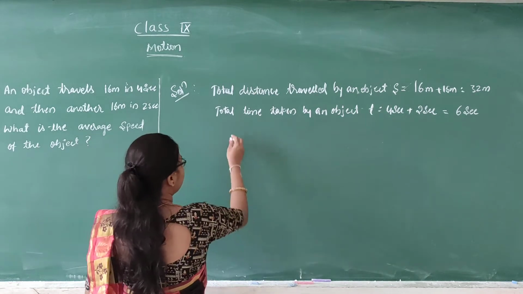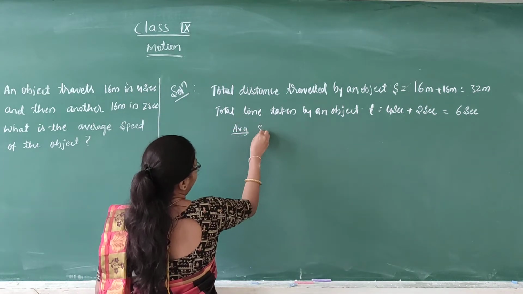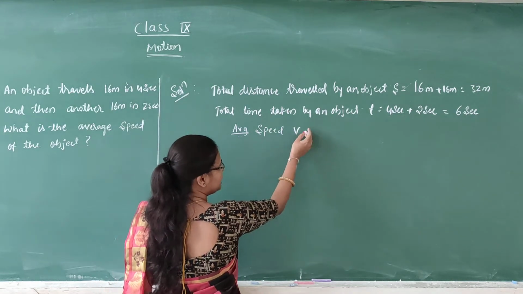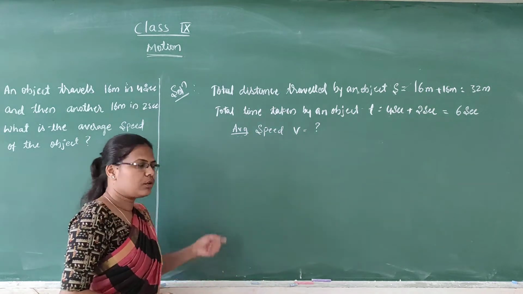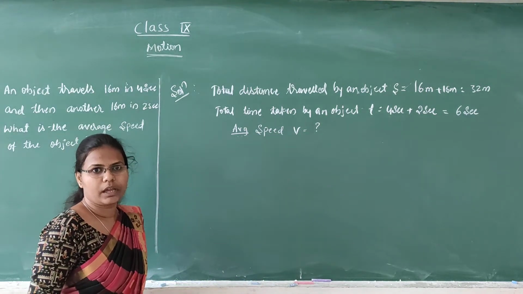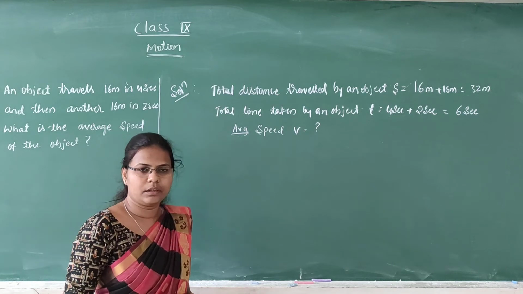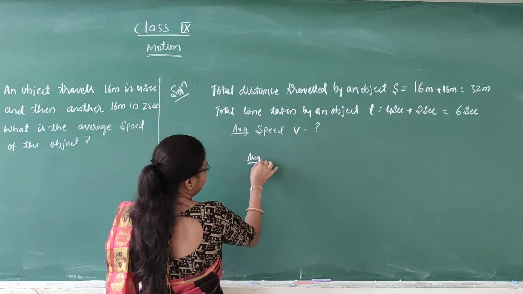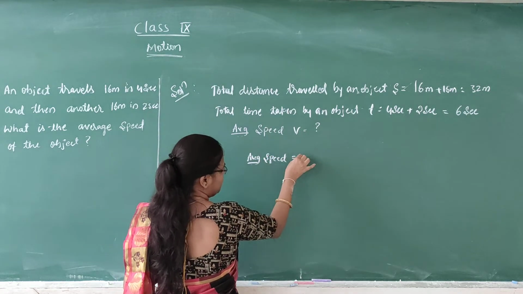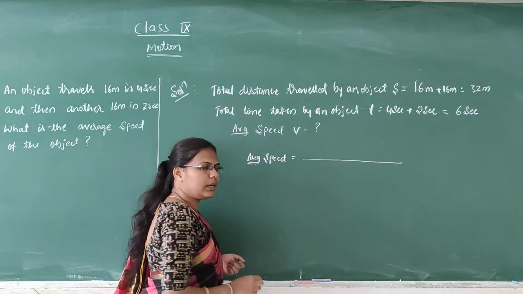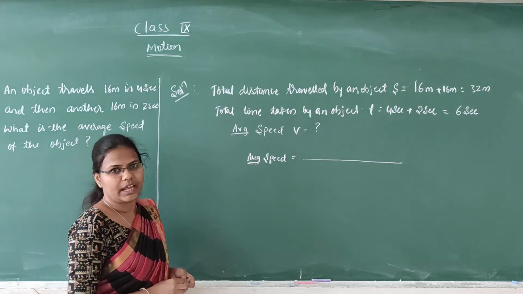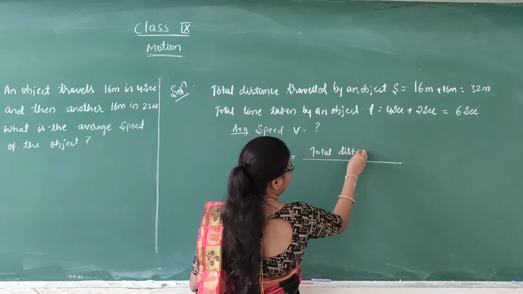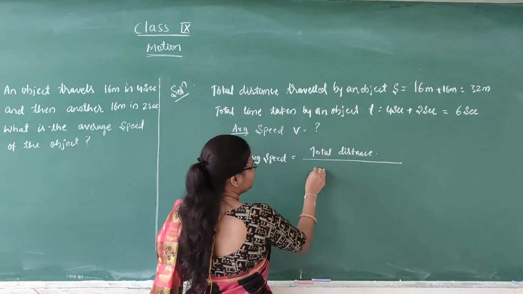Then we have to calculate the average speed. Speed, which is represented by the letter V, is equal to question mark, we have to calculate the average speed. We know the formula of average speed, yes or no? The formula of average speed is the total distance traveled divided by the total time taken.